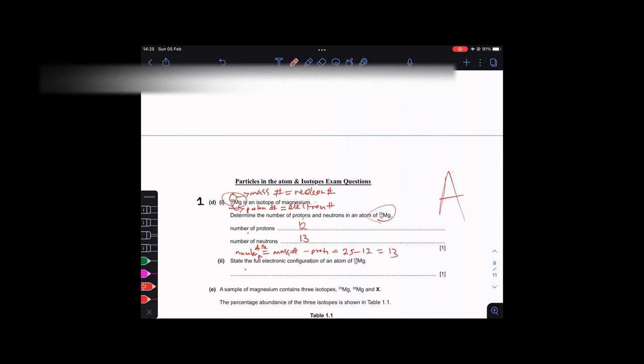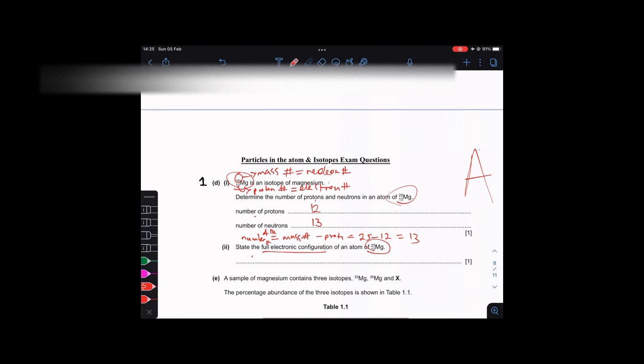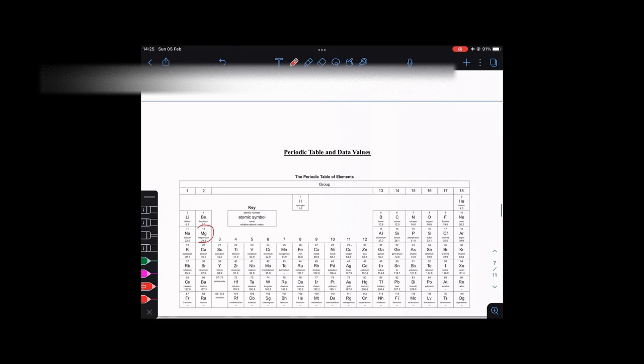And then if you go to part 2, it says state the full electronic configuration of an atom of that isotope. I even explained earlier how we do the full electronic configuration, but this is easy as long as you have your periodic table. So it says full electronic configuration of an atom of magnesium. So we want to get to magnesium.